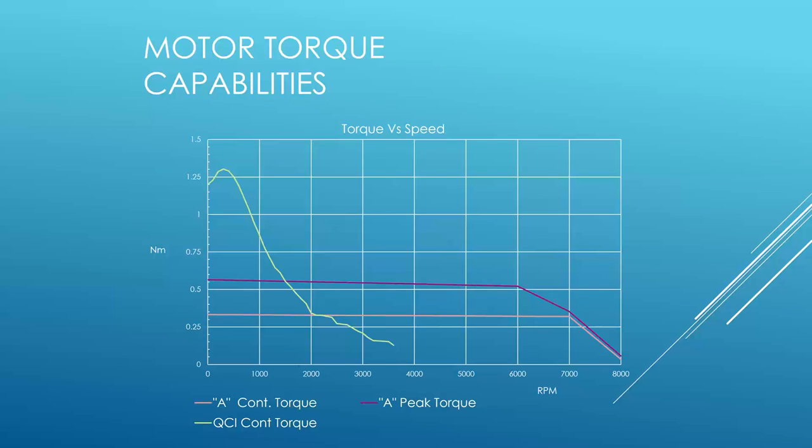Here's an example of torque versus speed. These are same size motors, similar cost. In the range up to 1500 RPM, typical of lead screws and belt drives, this is their peak power and this is their continuous power. You can see we best them all the way out to about 2000 RPM on continuous power. In this range, which is very common for lead screws, for a lot of operations we have significantly more torque.